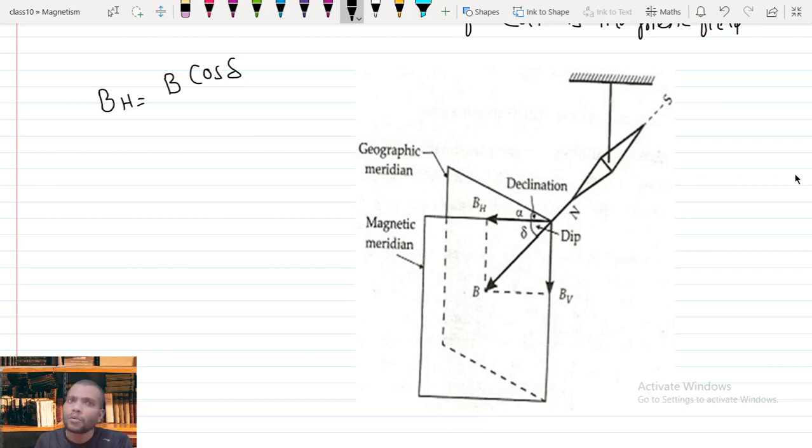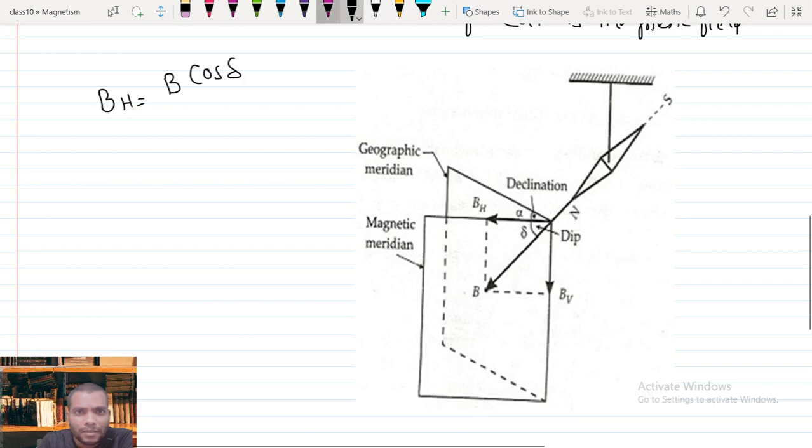If you have a doubt, what is the use of the geographic meridian? The geographic meridian is useful to locate the magnetic meridian itself. How can we locate that? By measuring the declination angle. The declination angle you can measure with the compass needle. I hope you got that. That is the use of the geographic meridian.